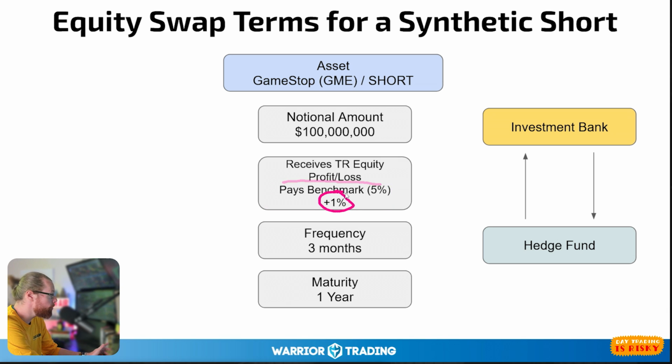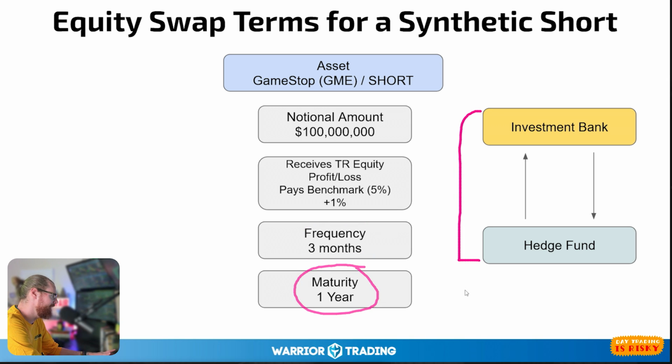All right. So in other words, the investment bank is making money writing this swap based on the fact that they're going to receive interest payments. The frequency of these payments will be every 3 months. They can choose different durations, but this will be every 3 months. And the maturity for this swap is 1 year. So this is the relationship between the hedge fund and the investment bank.